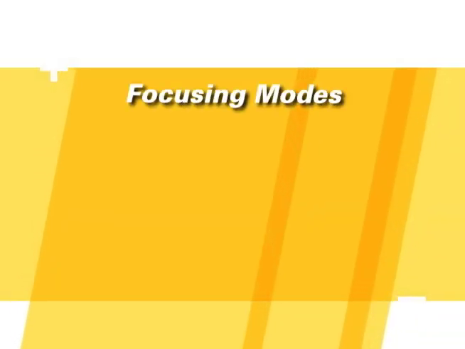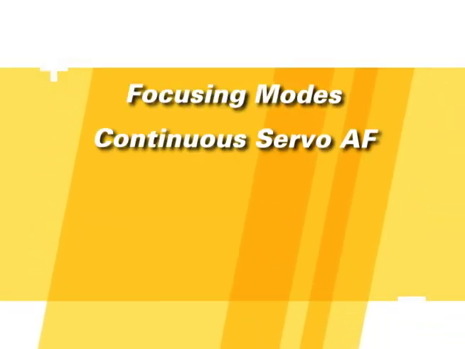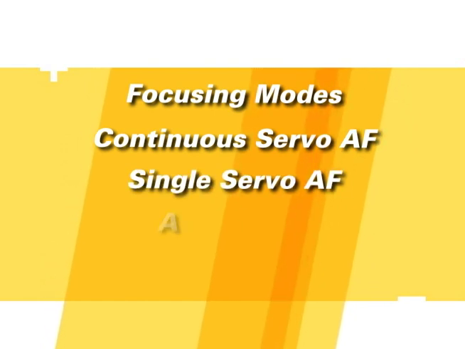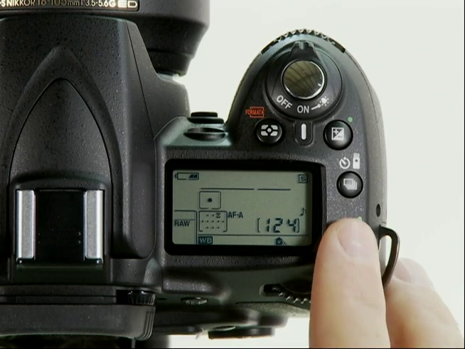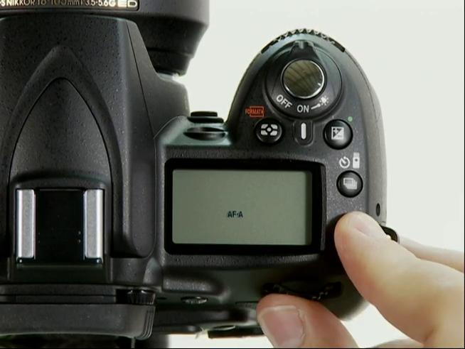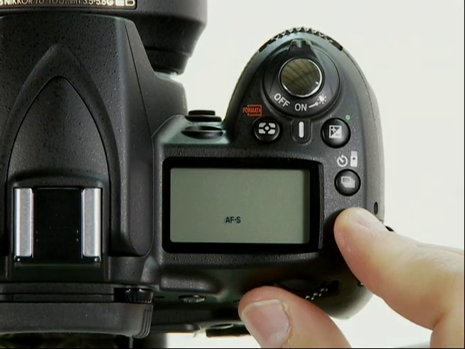Along with AF area options, your camera also allows you to change the focus modes. Your camera has 3 focus modes: continuous servo AF, single servo AF, and autofocus. The AF or autofocus mode focuses the image automatically when the shutter is pressed halfway down. The autofocus modes can also be selected by holding the AF button and rotating the main command dial.